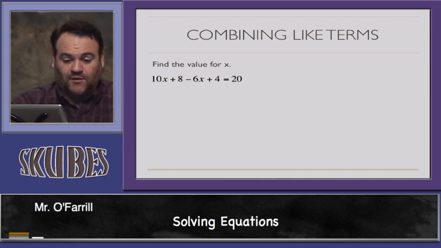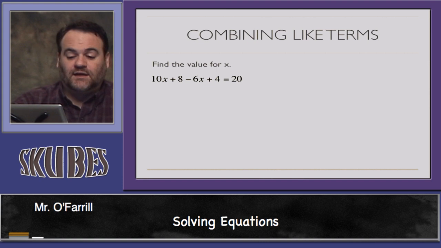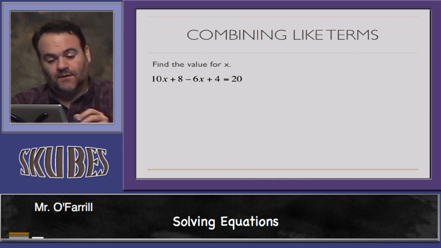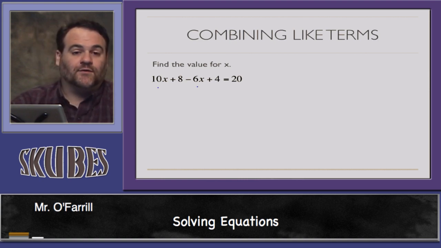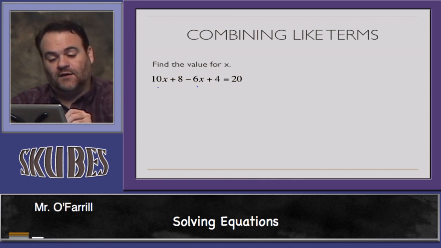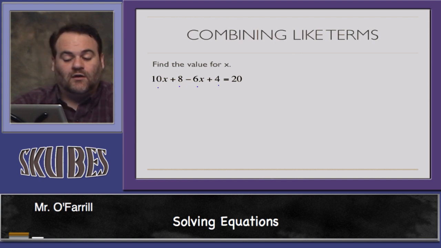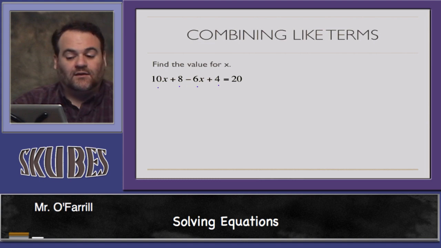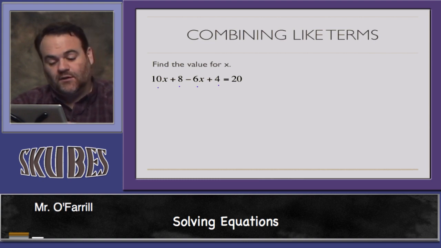So in the case of this problem here, 10x plus 8 minus 6x plus 4 equals 20. 10x and 6x are both like terms. 8 and 4 are both like terms. Now I know you're probably thinking, hey, what about that 20?